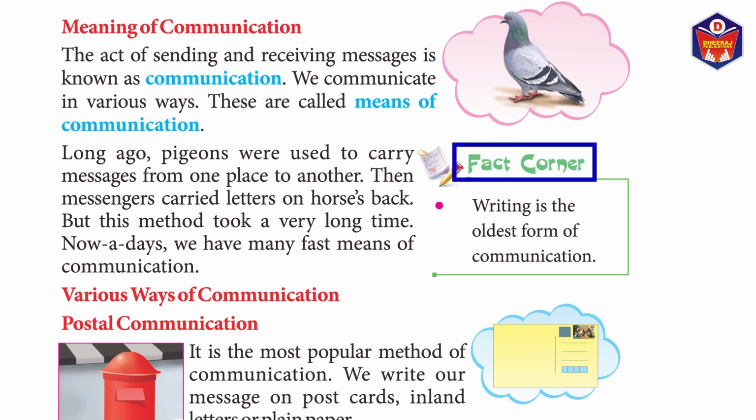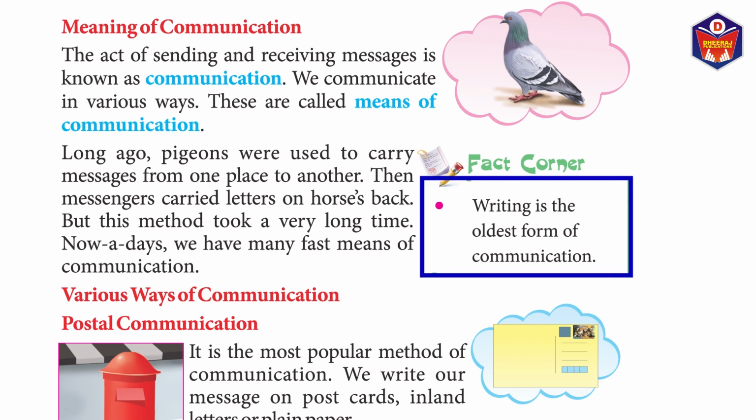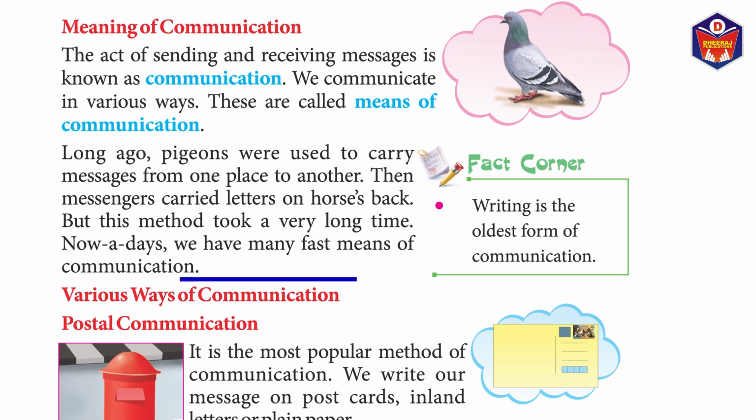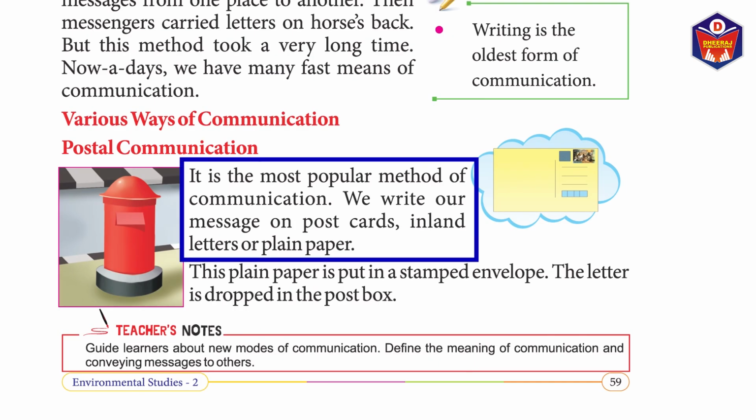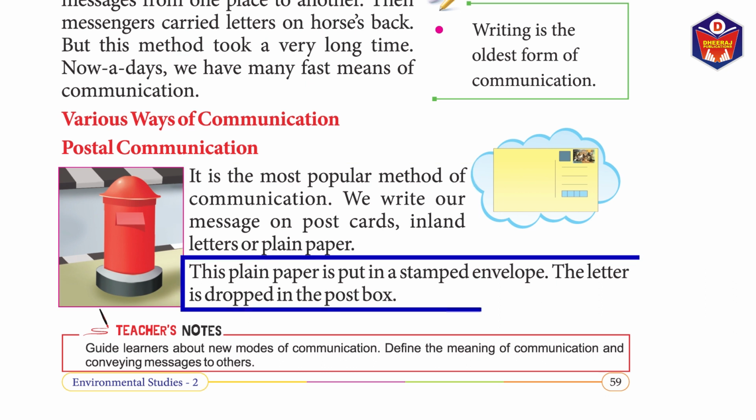Fact Corner. Writing is the oldest form of communication. Various ways of communication. Postal communication. It is the most popular method of communication. We write our messages on postcards, inland letters, or plain paper. This plain paper is put in a stamped envelope. The letter is dropped in the post box.